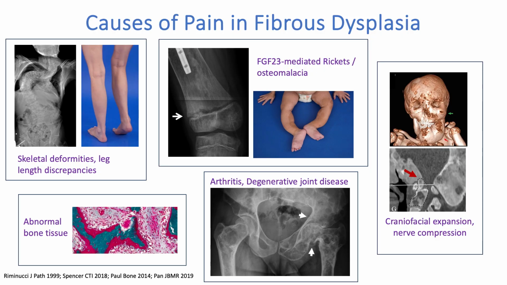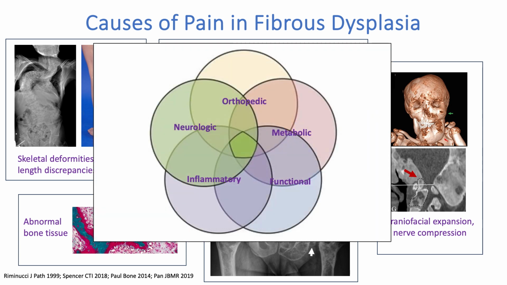So these look like nice little distinct buckets that we can distinguish between, but the reality often looks more like this. Often there's not only one cause of pain. You can have orthopedic issues on top of metabolic issues, on top of functional issues, and sometimes when those issues coexist, they can feed on each other, and it can make this really difficult to tease out.